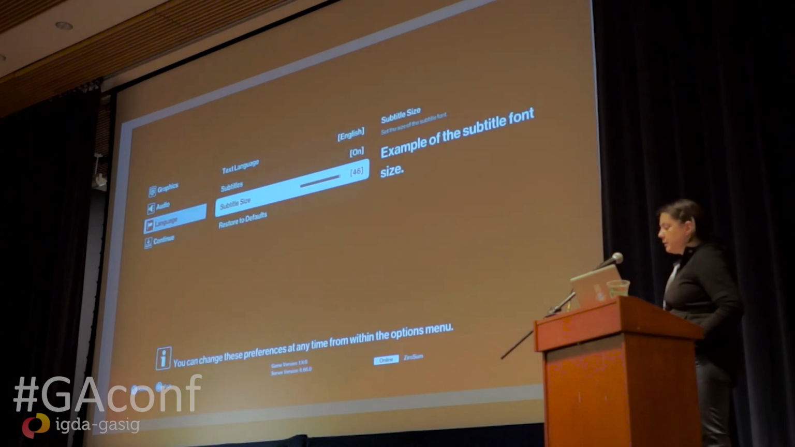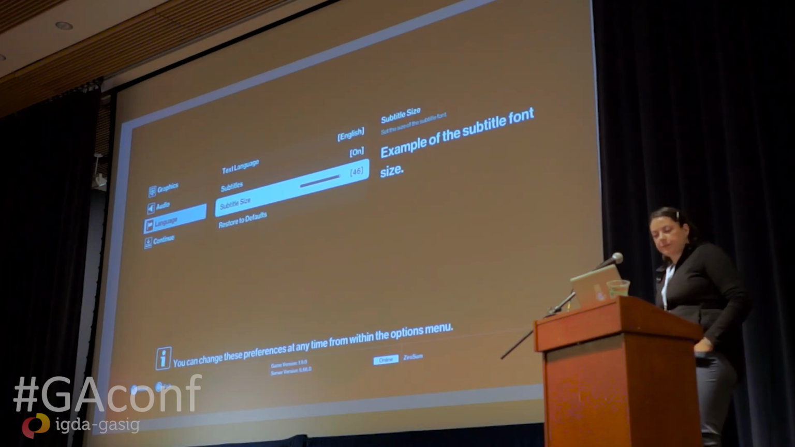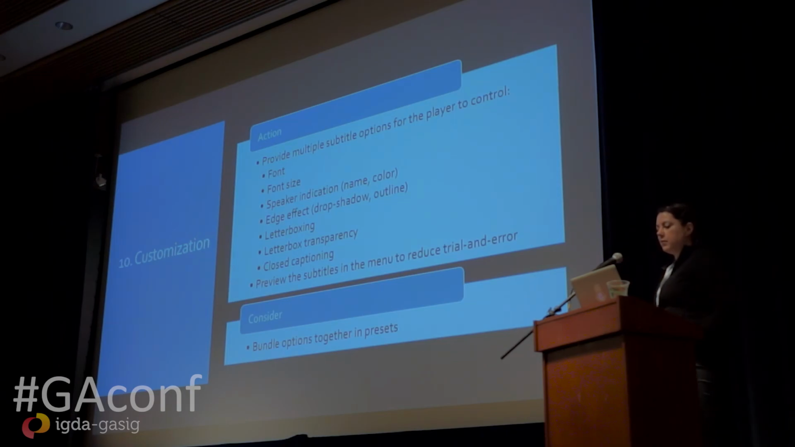The latest Hitman game provides a preview of the subtitle settings within the options menu. Let me see it here. If so many choices seems overwhelming, bundle options together into preset combinations to simplify the process, minimal and standard, or subtle and clear. You can always provide a custom option for those who want more control under the hood.